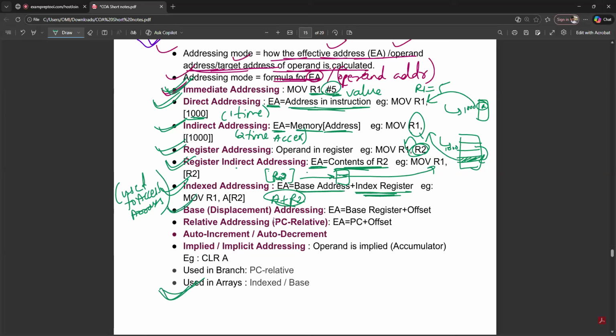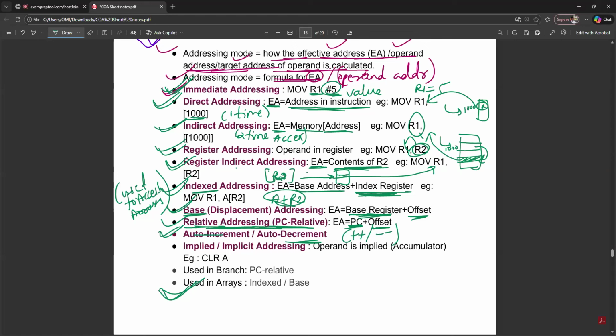Now another is base addressing or displacement addressing. Here base meaning base register, plus offset, right? If you add it, then you will get the effective address. Now PC relative means PC register plus offset. Now another mode is auto increment and auto decrement mode. It's like plus plus and minus minus. Automatically it will do increment and automatically it will do decrement.